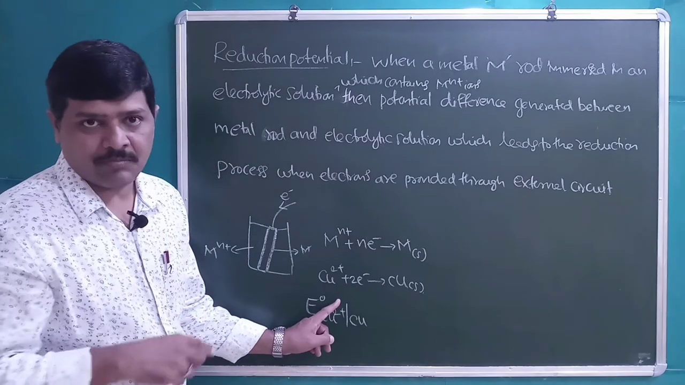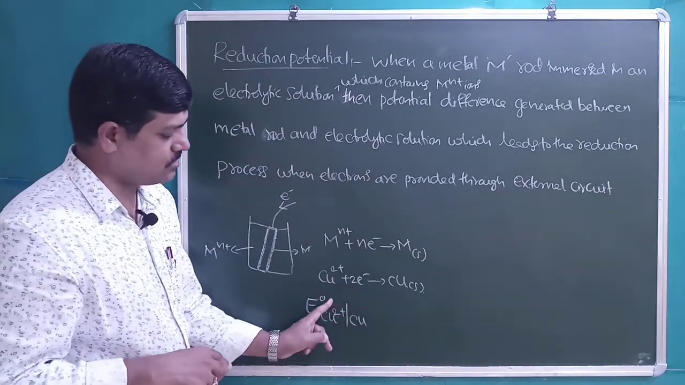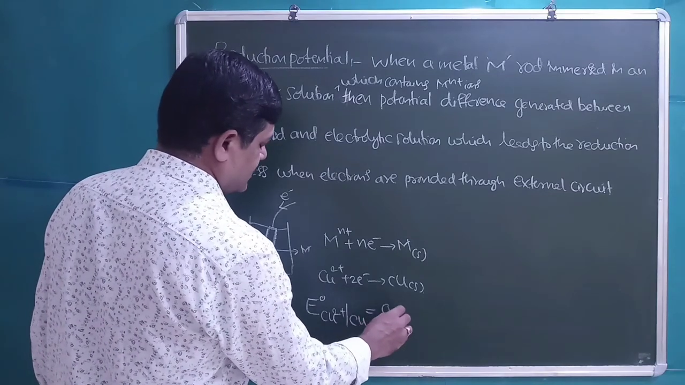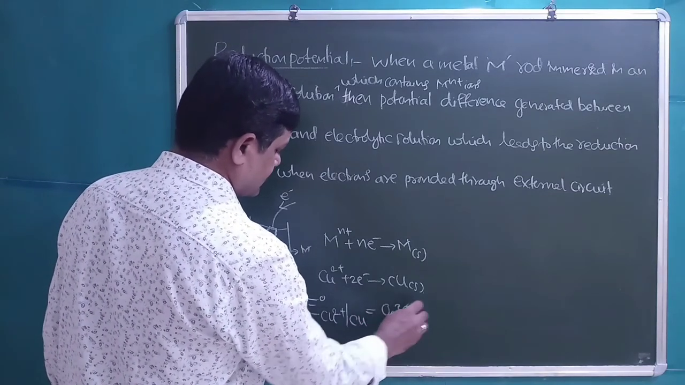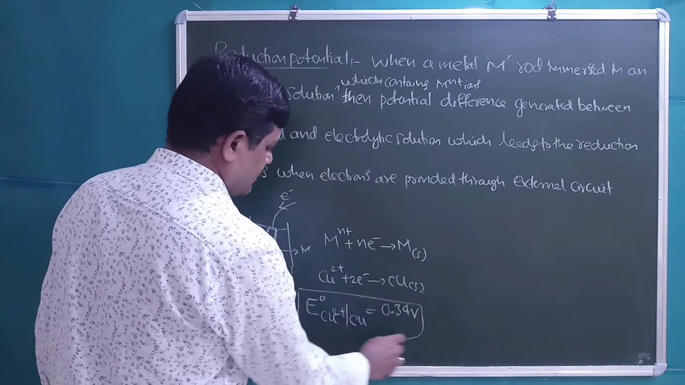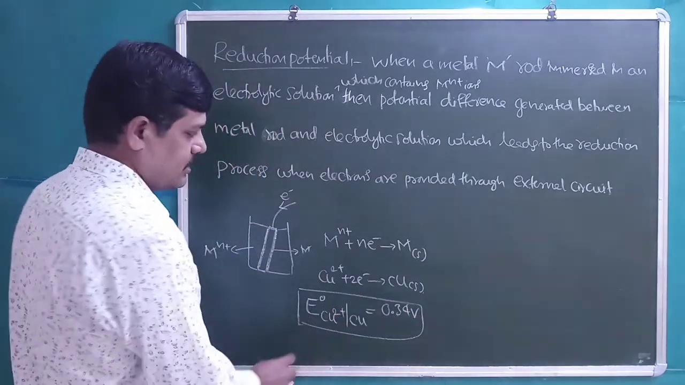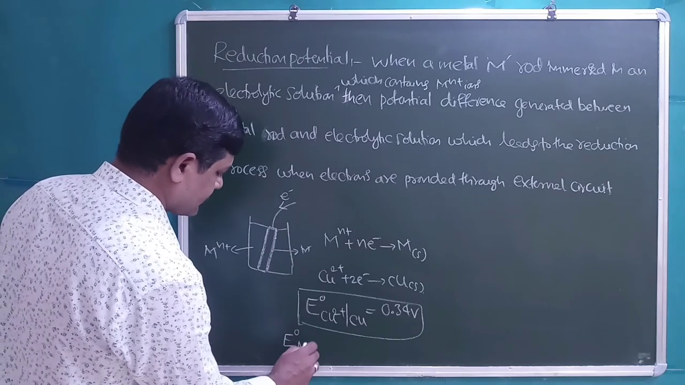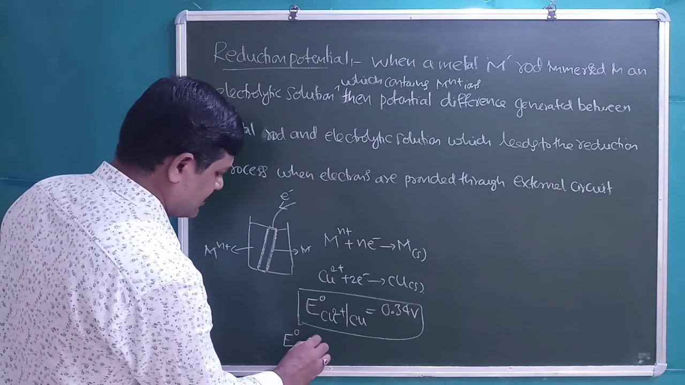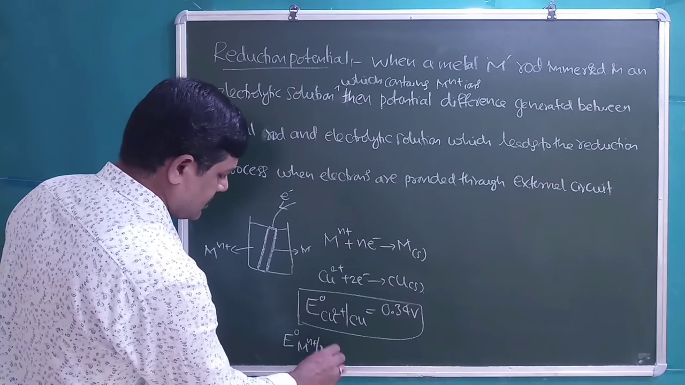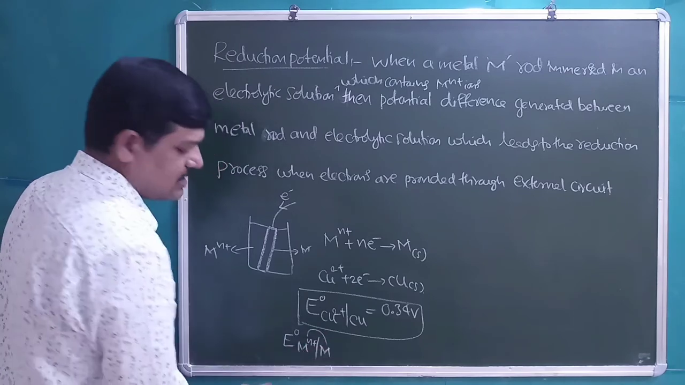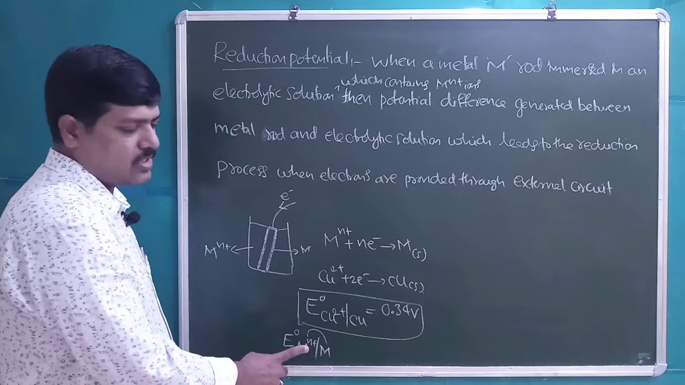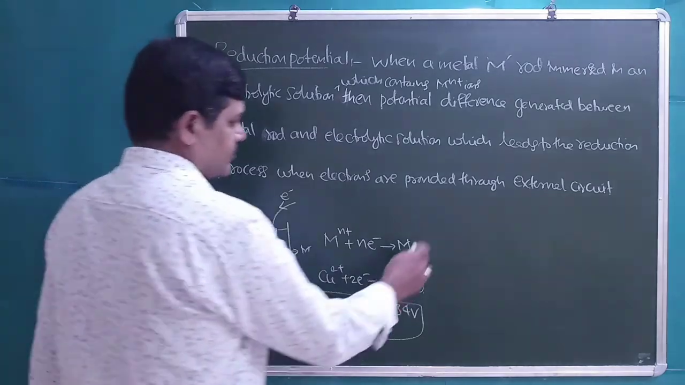Higher oxidation number to lower oxidation number. Plus 2 is converting into 0. Reduction potential, which has a value of 0.34 volts. This is the reduction potential value of the copper. So the general representation for the given metal, students, E naught M n plus slash M, higher to lower oxidation state, it is converting, it is undergoing reduction. We can call it the standard reduction potential, students.